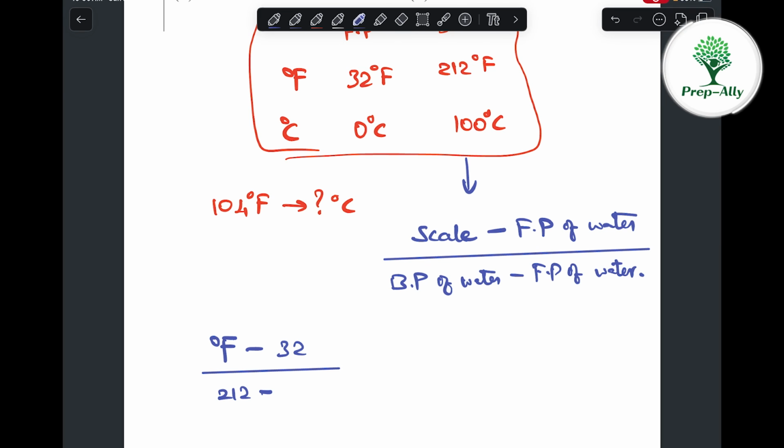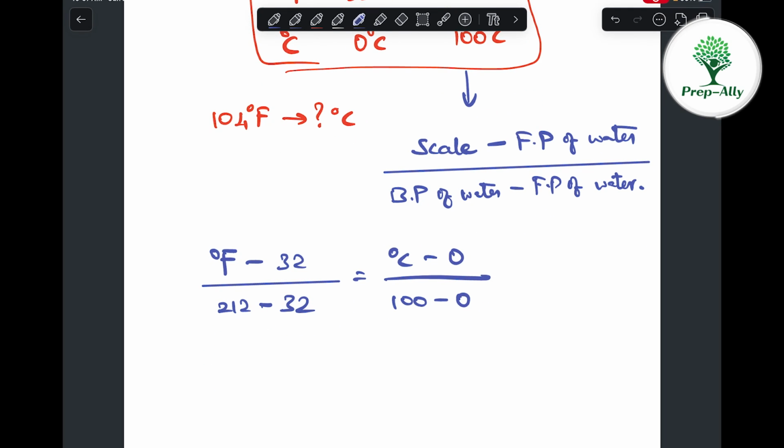Minus again 32 equals, in degree Celsius it should be the freezing point of water, 0, divided by 100, the boiling point of water in degree Celsius, minus 0. So in degree Fahrenheit, minus 32 divided by 212 minus 32, so 180, will be equal to degree Celsius by 100.